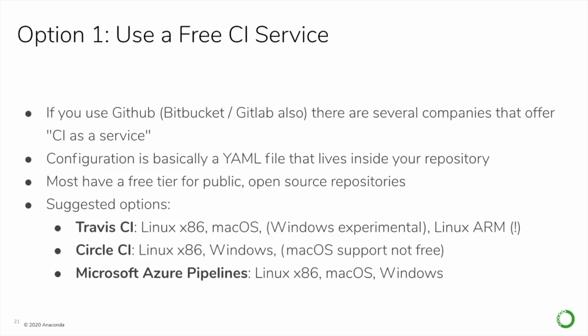Option one for doing CI is to use a free CI service. And I would say, unless you have a specific reason you can't do this, this is the best way to do your CI. It is super simple. It doesn't require anything of you. All it requires is that you have a public repository on GitHub. Usually some of these services also have Bitbucket and GitLab support.